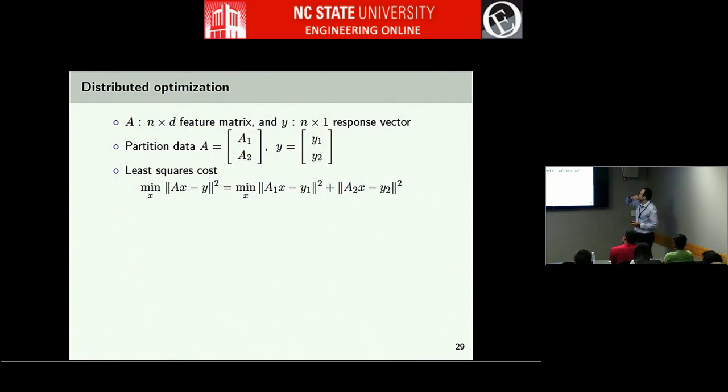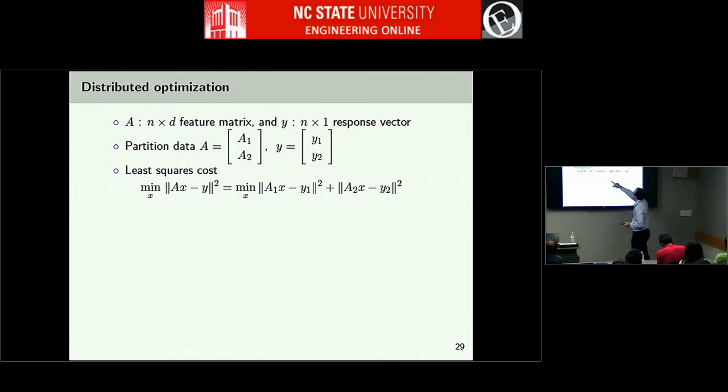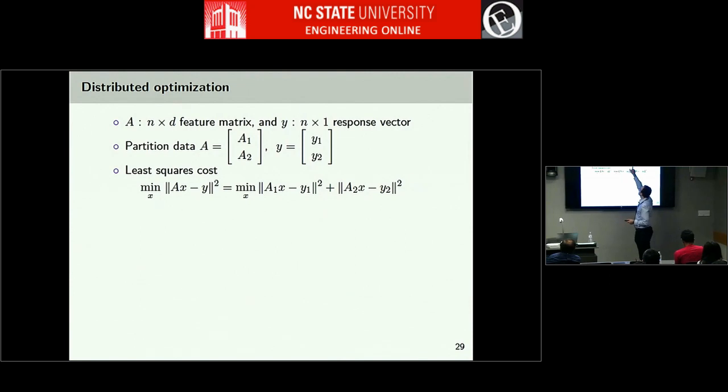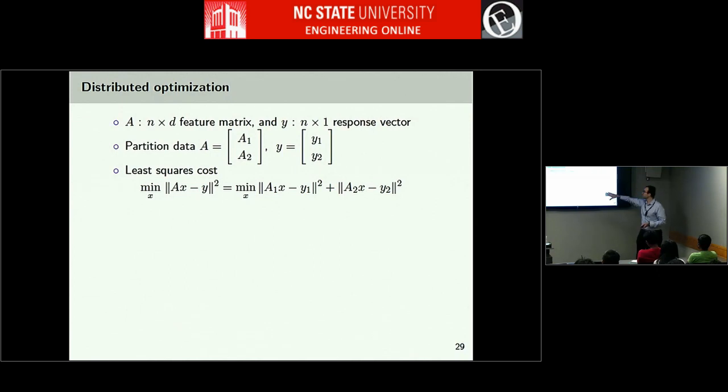Let's take the simple least squares example. Let's say I have the n by d feature matrix A and I have y. I partition A into two over the rows, A1 and A2, and y1 and y2 correspondingly. And the least squares cost over the samples decomposes as this: the cost over A1, y1 and A2, y2. The parameter x is the same. I would like to find the x which minimizes this sum.